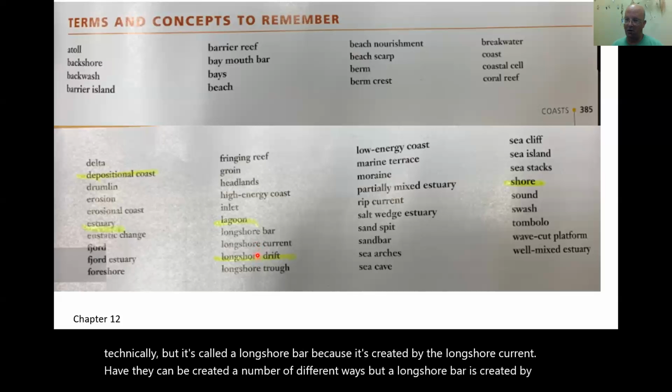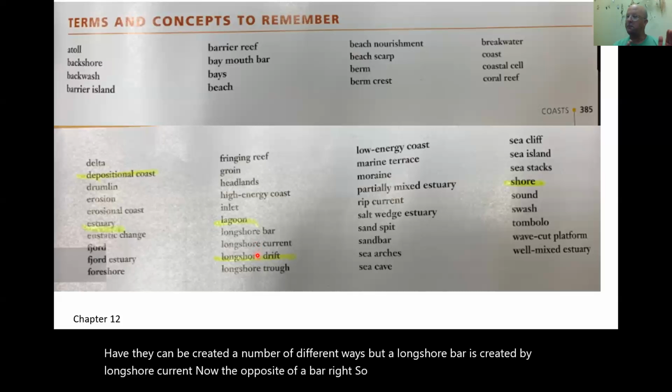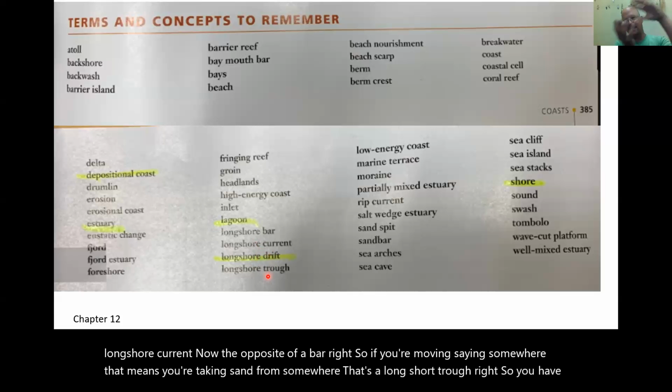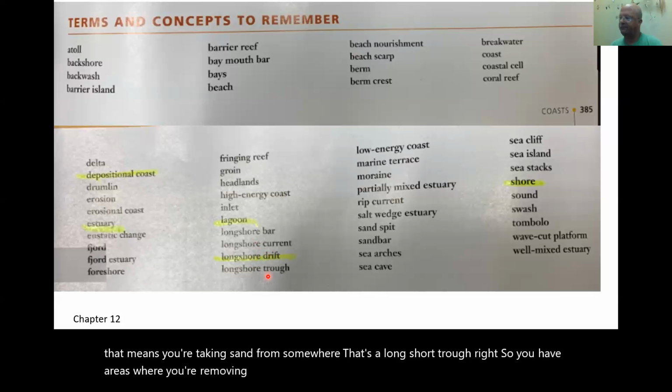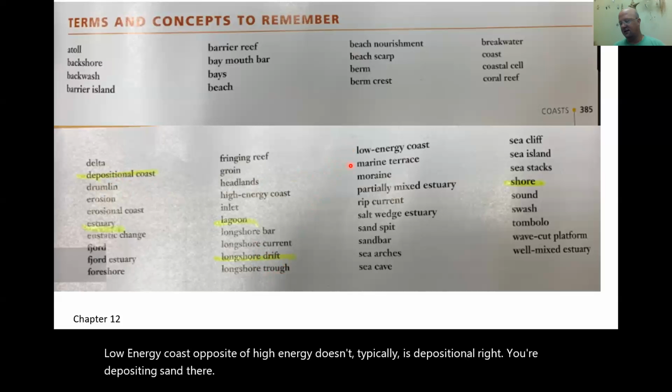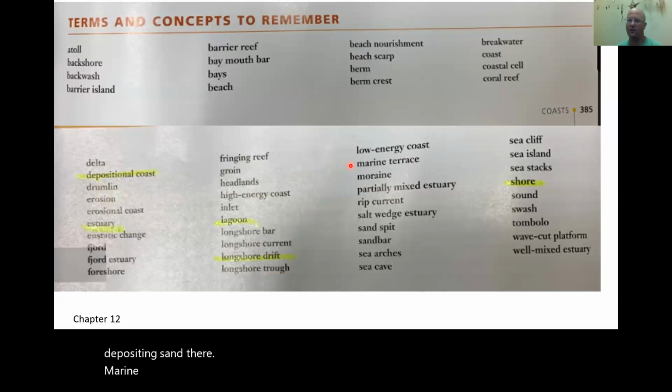Now, the opposite of a bar, right? If you're moving sand somewhere, that means you're taking sand from somewhere. That's a longshore trough, right? So you have areas where you're removing sand, moving it elsewhere. That's all that is. Low energy coast, opposite of high energy, typically is depositional, right? You're depositing sand there.